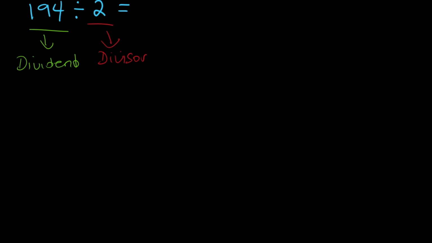So let's say 194 divided by 2. To solve this problem, we first need to find how many times can 2 go into 19. That will be 9 times, sorry. So we'll put our 9. Then we'll multiply 2 by 9, and that should be 18. Then we'll subtract 18 from 19. That leaves us with 1.